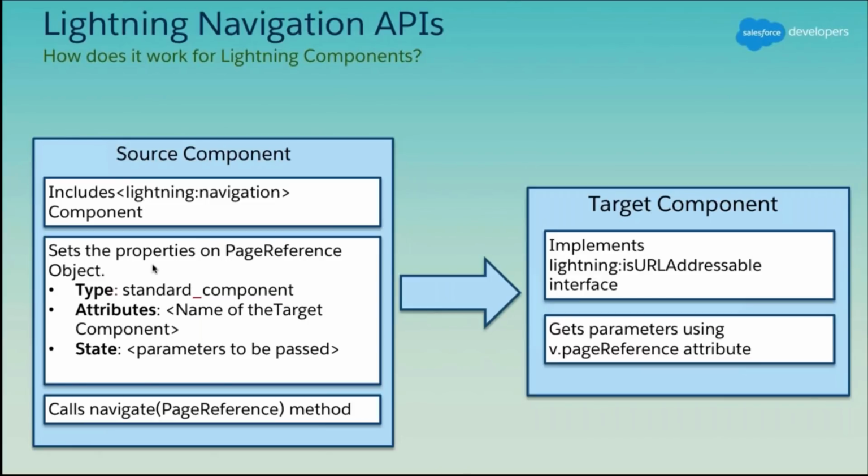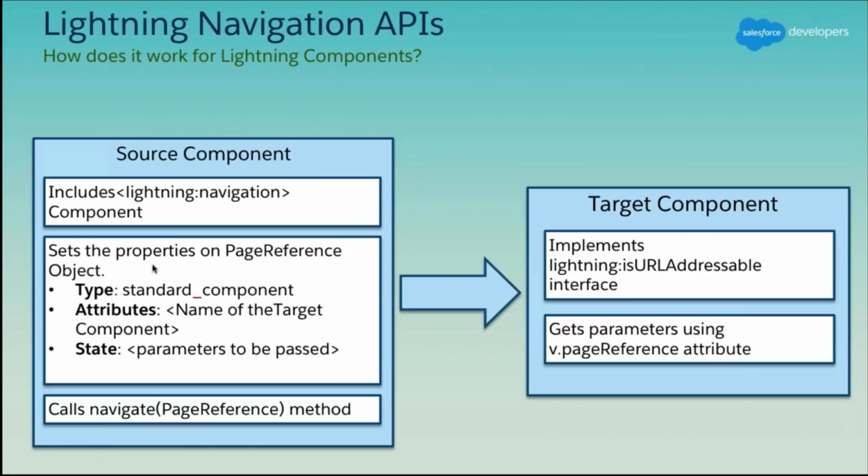Yeah. So this target component is the component to which we are going to navigate, and the source component is the component from where we are going to navigate. As I said, you have implemented isUrlAddressable in your target component, and in the source component, you need to include our new navigation API component called lightning:navigation.